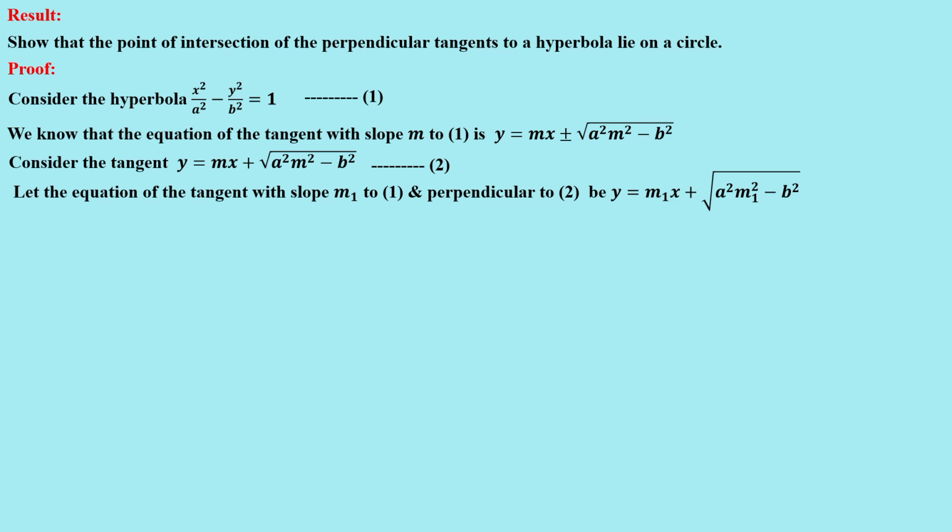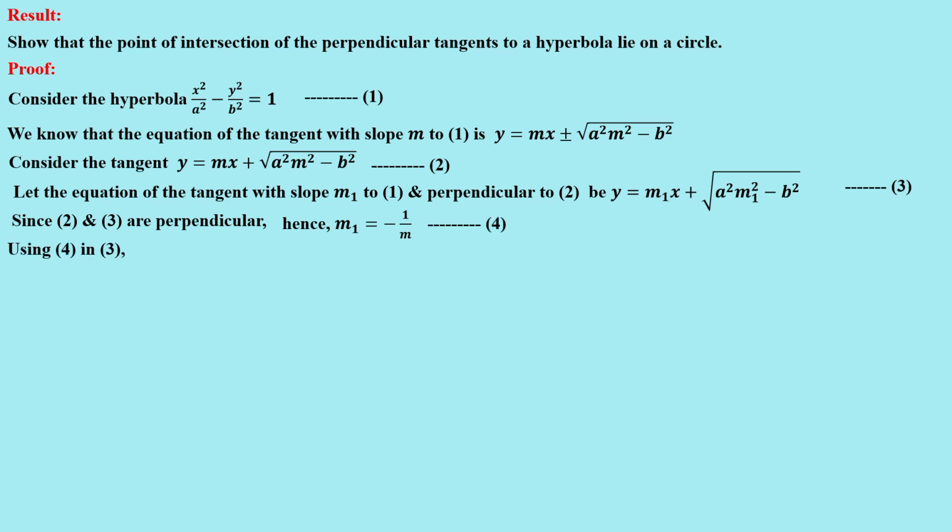Let the equation of the tangent with slope m1 to 1 and perpendicular to 2 be y equal to m1x plus root of a square m1 square minus b square. That is equation number 3. Right? So we are taking the equation of the tangent with slope m1 which is perpendicular to the tangent 2, right? So since 2 and 3 are perpendicular, hence m1 is equal to minus 1 by m, or m is equal to minus 1 by m1. Both are same, so we are taking m1 equal to minus 1 by m.